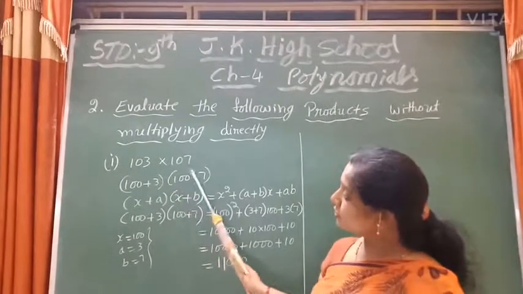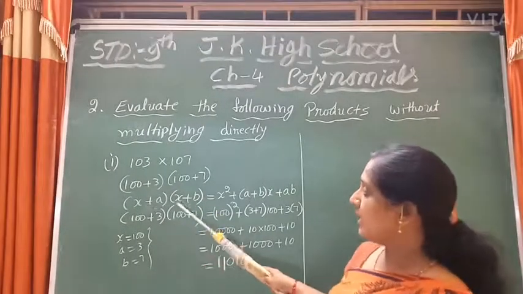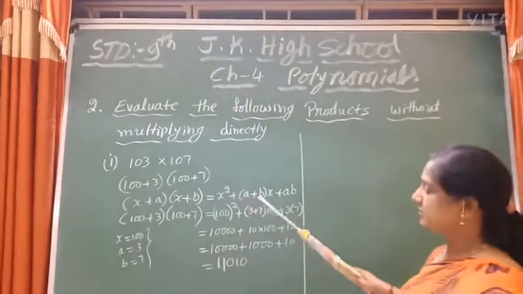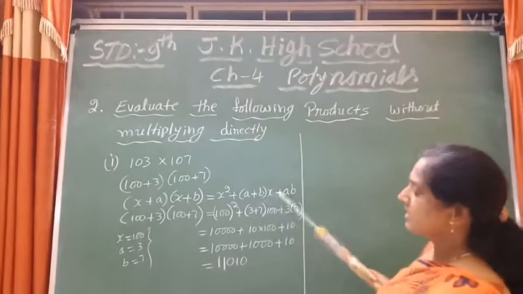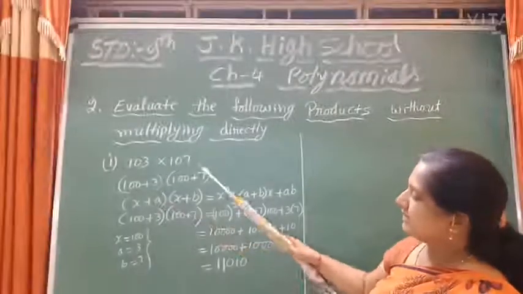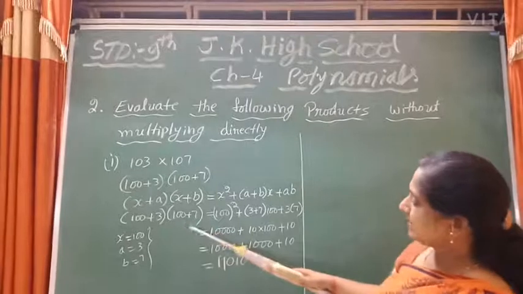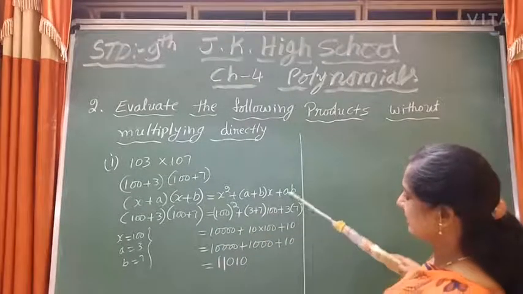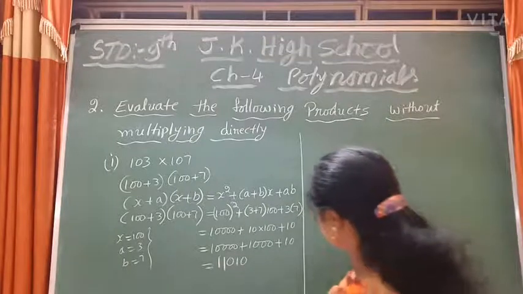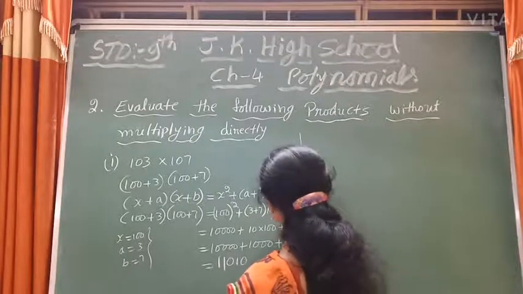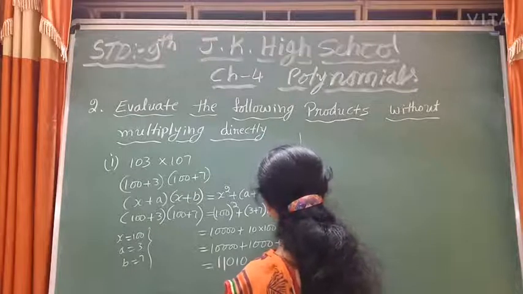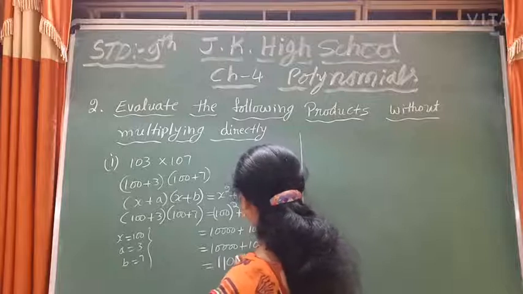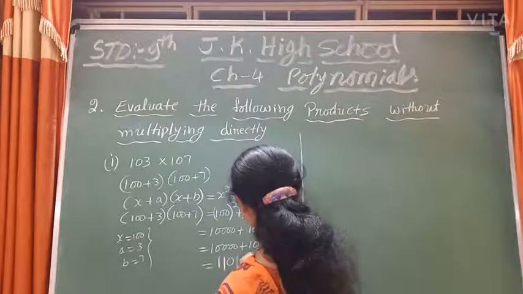Now if you observe, this question is in this pattern: (x plus a) into (x plus b). According to this identity, it is x square plus (a plus b) into x plus ab. The a value is 3 and the b value is 7. The x value is 100. So 100 square, plus (3 plus 7) into 100, plus 3 times 7. Substitute the values and simplify. 7 3s are 21.